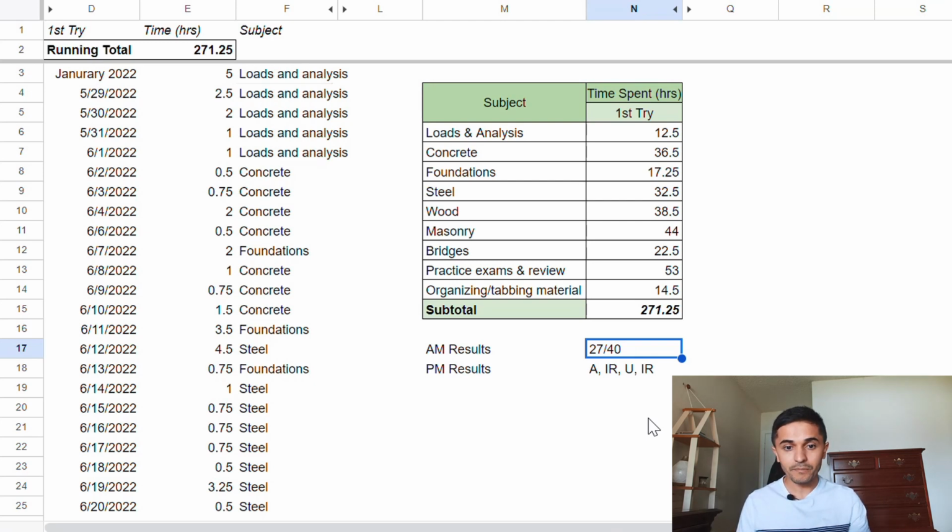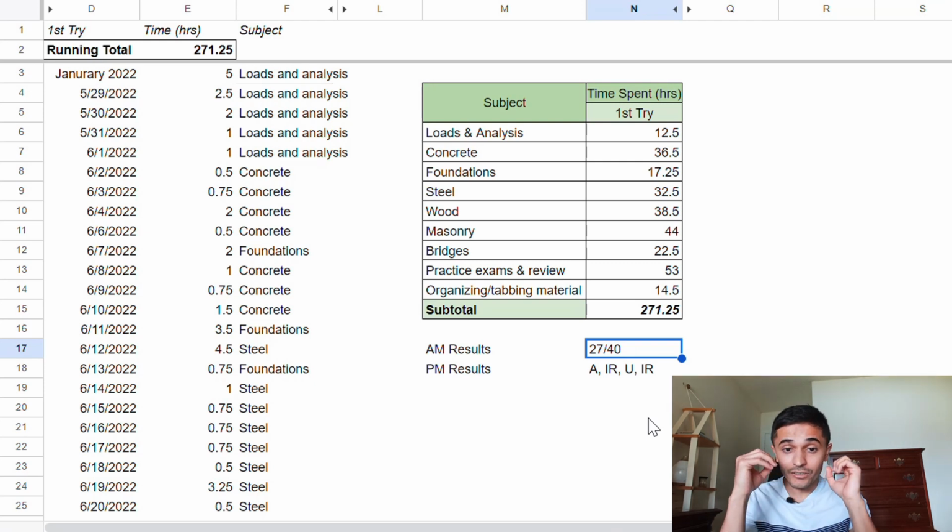Because also, if you do some research online, you see that people say that the bare minimum passing score, and don't quote me on that, that's just my opinion, is 28 in the morning, 28 out of 40, and in the afternoon, at least AA, IR, and IR. Now, let me know if you know anyone who ever got that score, 28 in the morning, AA, IR, and IR, and they failed, because that I have not seen yet. But that's it for my first try.